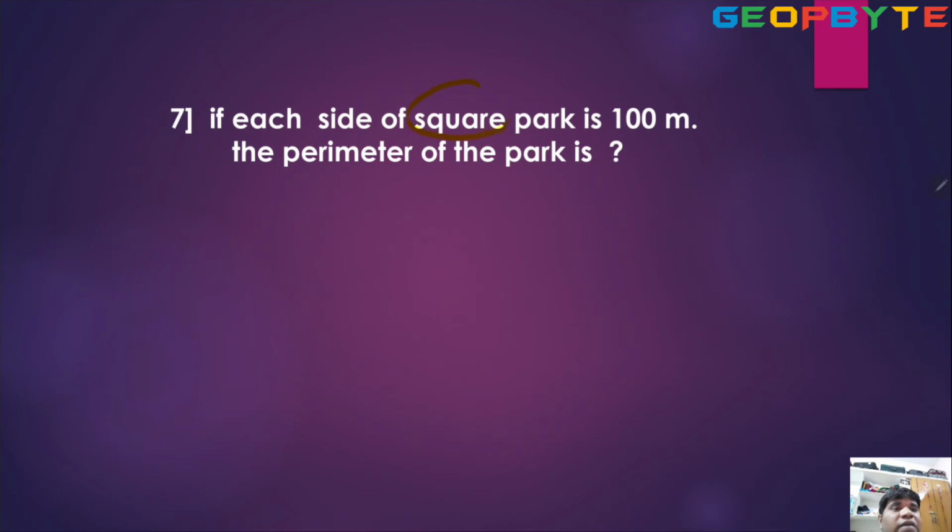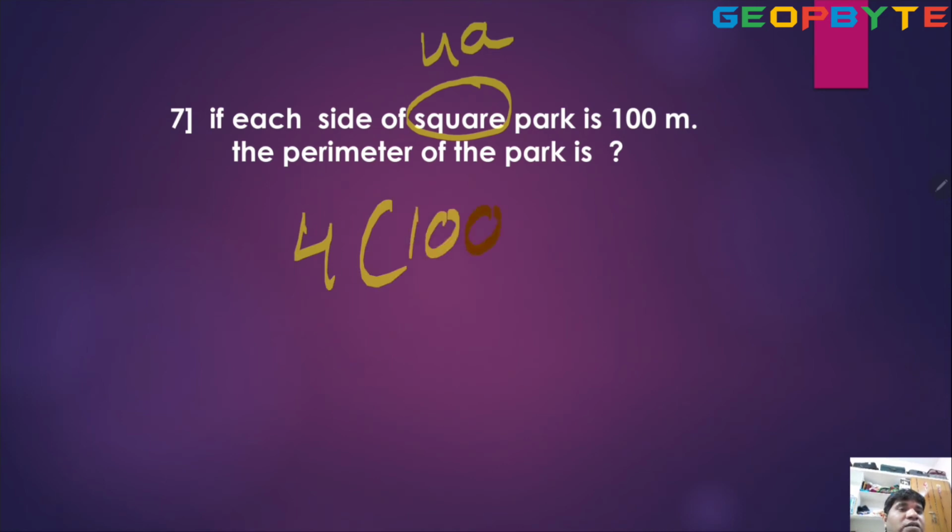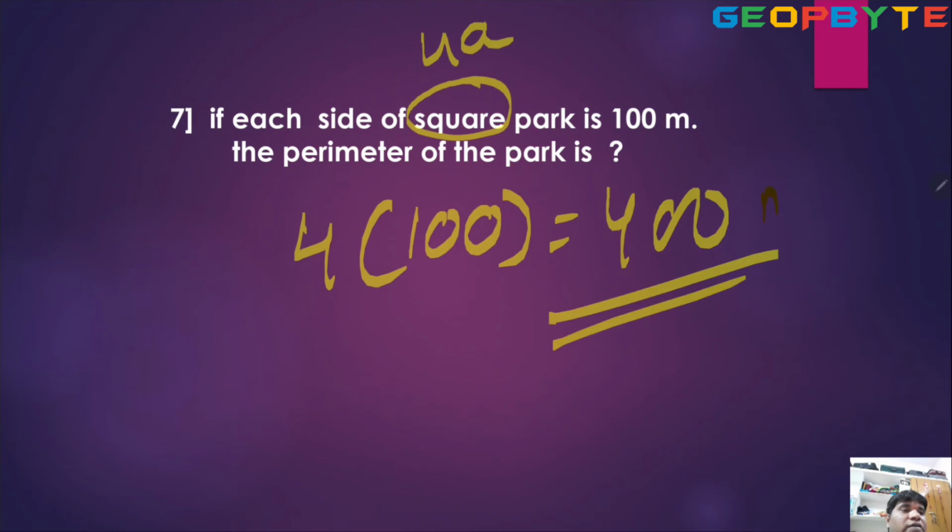Next. If each side of a square park is 100, the perimeter of the park. What is the diagram here? Square. Square perimeter is 4a. So 4 into a side means 100. So the answer is 400 meters.